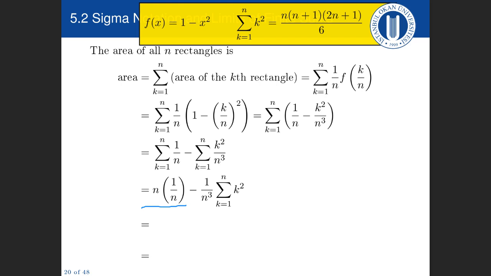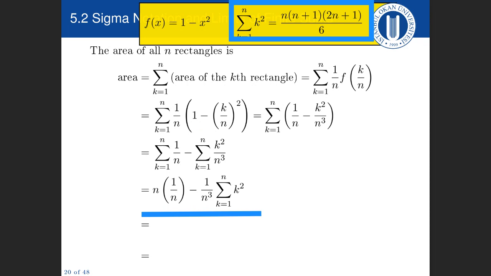For the second sum, k is changing as we go through the sum, but n is a constant, so the 1 over n can be taken outside. I get n times 1 over n minus 1 over n cubed, and then the sum of the first n square numbers. But we know that. I've given the formula for that earlier. The sum of the first n square numbers is just n plus 1, 2n plus 1 over 6.